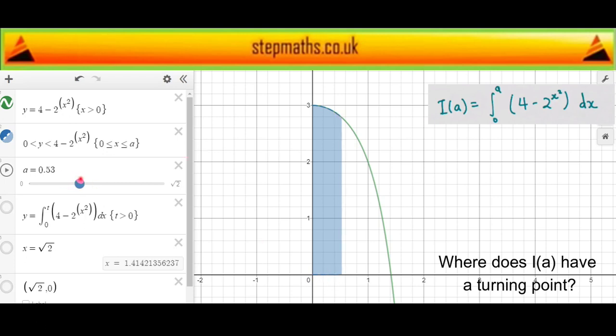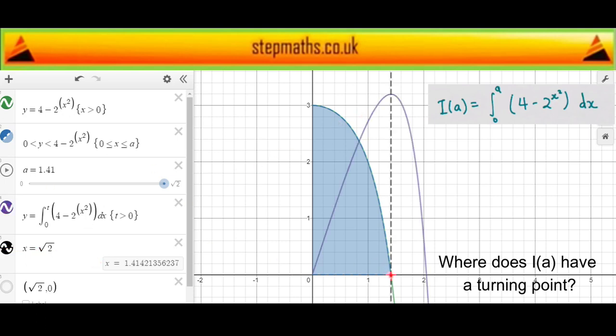So if we think about how this moves, when we actually get to root 2, because this graph reaches 0 at the square root of 2, then the rate of change of the area as we move across will also be 0. Because after this point we'll start considering regions under the x-axis, and so I(a) will decrease, but it's still increasing as we move along here, so the derivative of I(a) is actually 0 here, and that is why at the square root of 2 we have the perfect alignment between the 0 of this function and the turning point of this function.